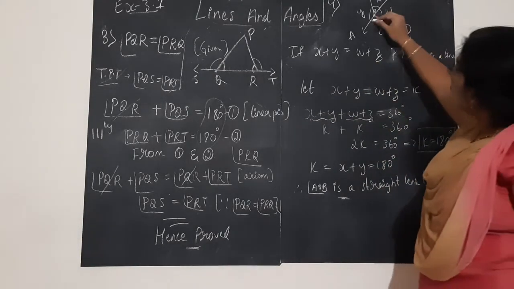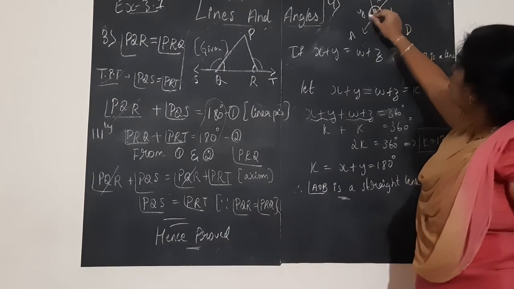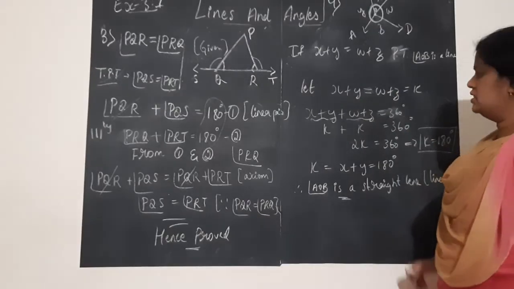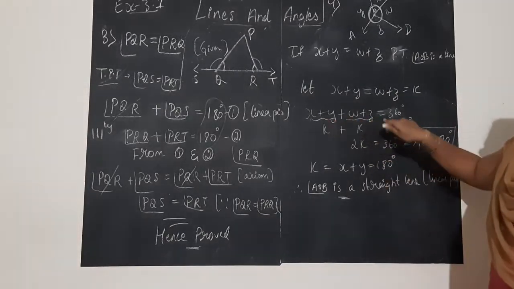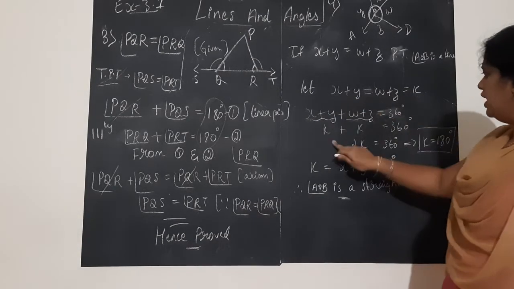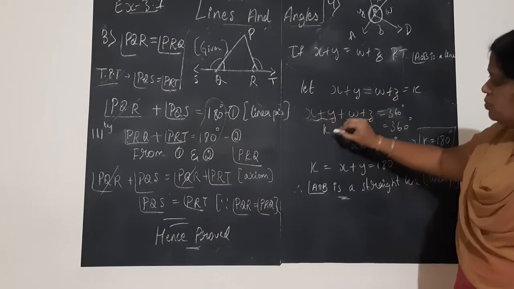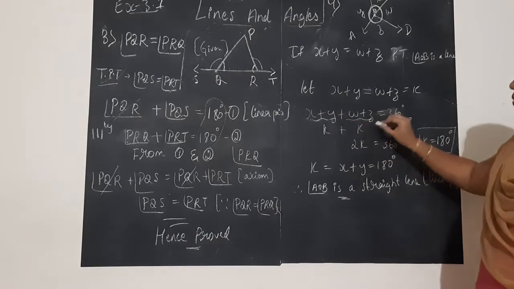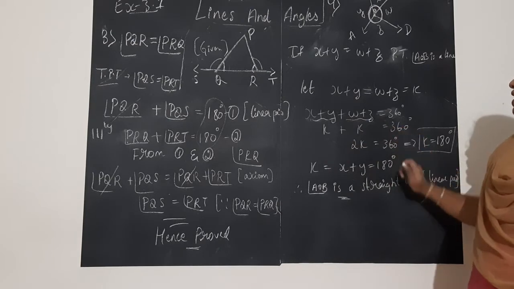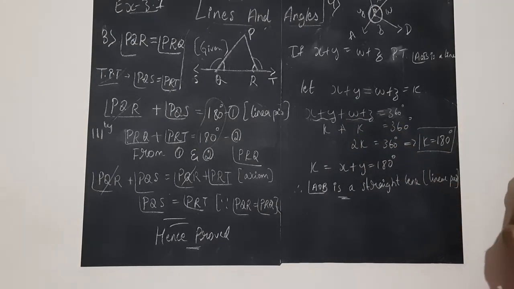Why children? Because you look at the figure x, y, w, z. Is it not making a complete angle? Complete angle is 360 degree. So x plus y plus w plus z is 360 degree children. So x plus y is k, w plus z is k. That is the reason I have underlined. Whole x plus y I have substituted as k, whole w plus z I have substituted as k, is equal to 360 degree. k plus k is 2k is equal to 360 degree. k is clearly 180 degree.